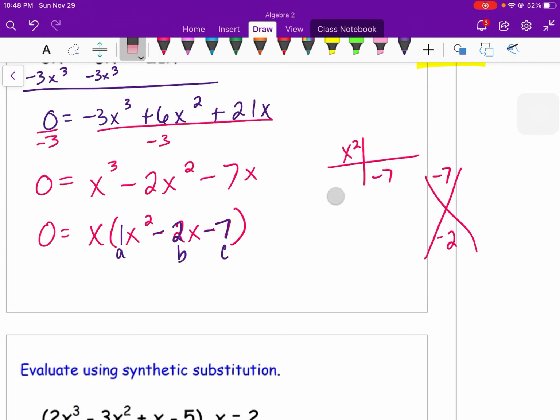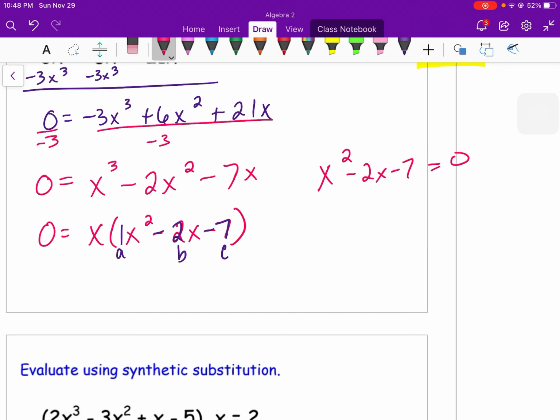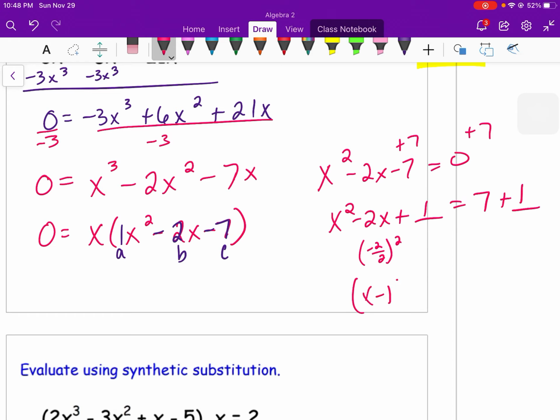Or we could do it with completing the square, let's do that way real quick. So x squared minus 2x minus 7 equals 0. So we get x squared minus 2x plus blank equals 7 plus blank. First step is to add the constant to the other side. And then we take the b divided by 2 and square it. So you get negative 1 squared is 1. Then we factor it, and it would factor to x minus 1 squared equals 8.